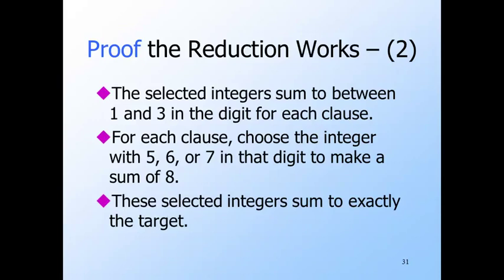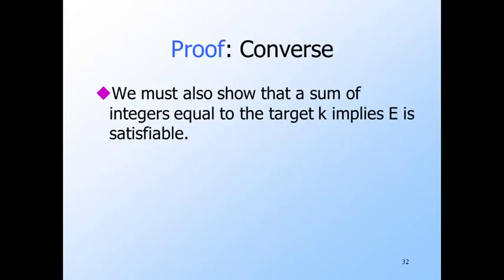Now we have a set that sums to 1 in each of the high order positions, that is the positions for the variables, and to 8 for each of the low order positions, that is the positions for the clauses. That sum is exactly the target, so there is a solution to the output knapsack instance. Now we must show the converse. Assume the output instance has a solution, a subset of its integers whose sum is the target.